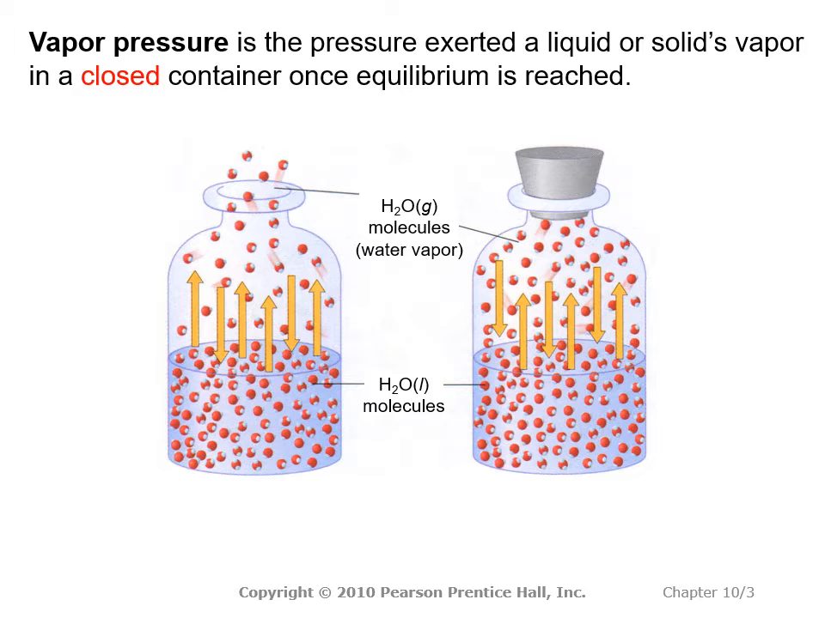Vapor pressure is the pressure exerted by a liquid or solid's vapor, and we're going to be looking at liquid, in a closed container once equilibrium is reached. So up here we would be able to measure the vapor pressure.